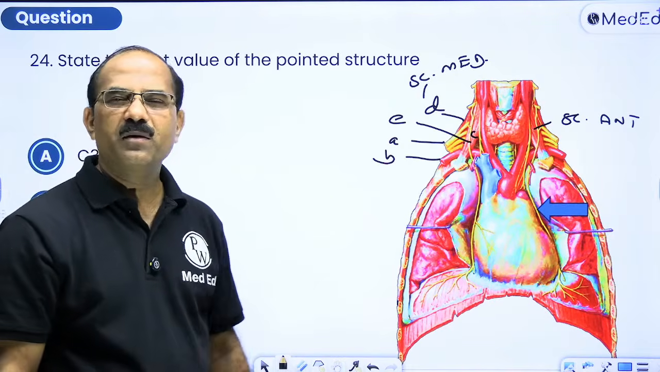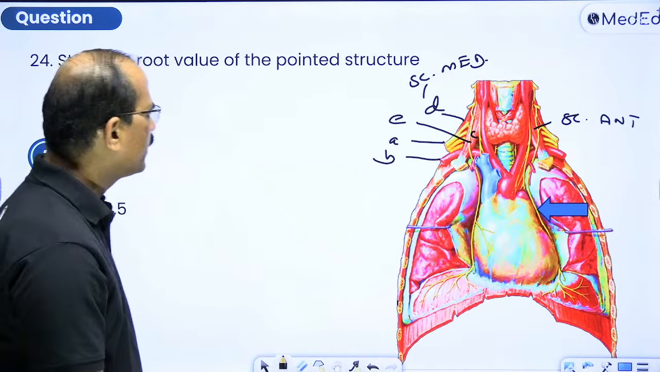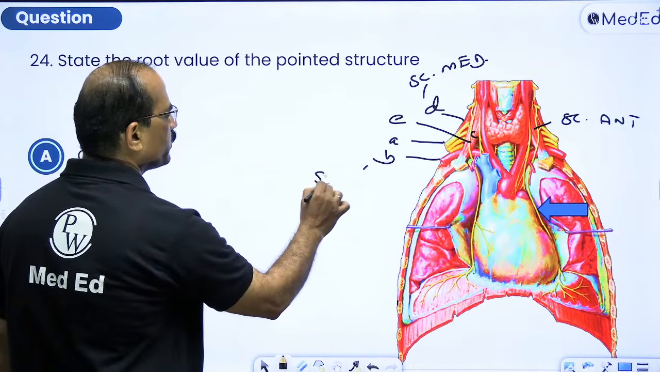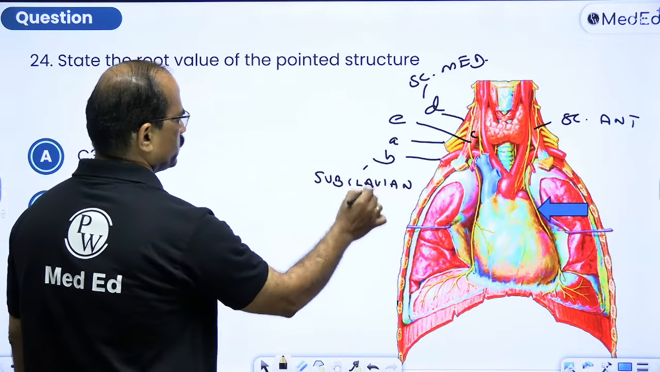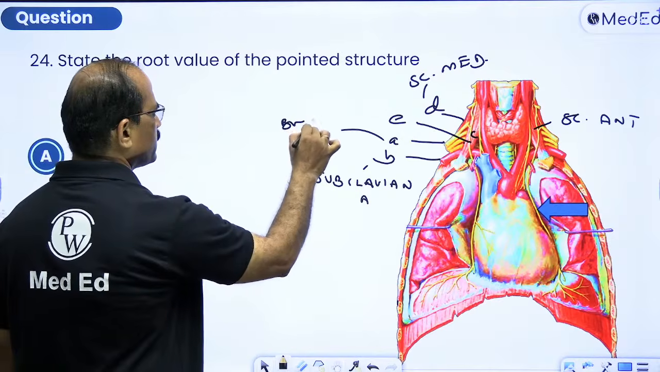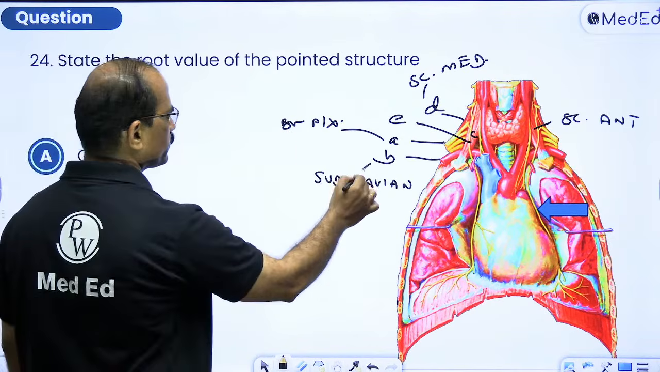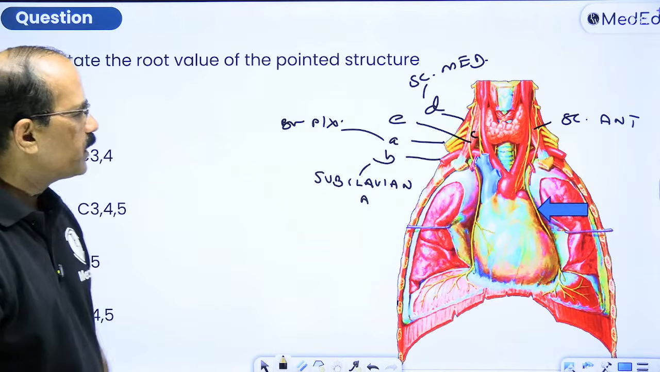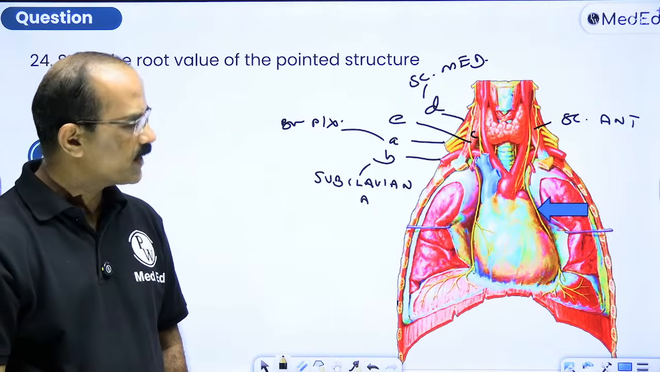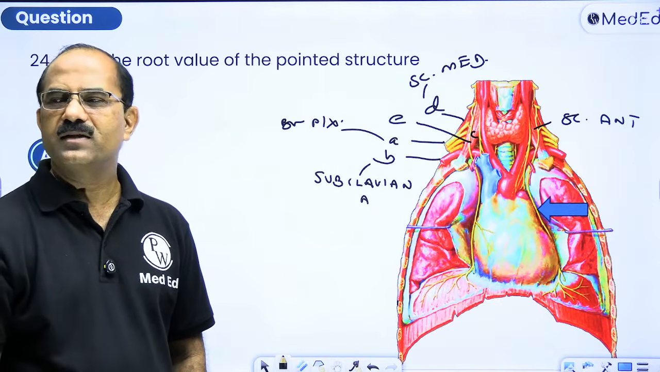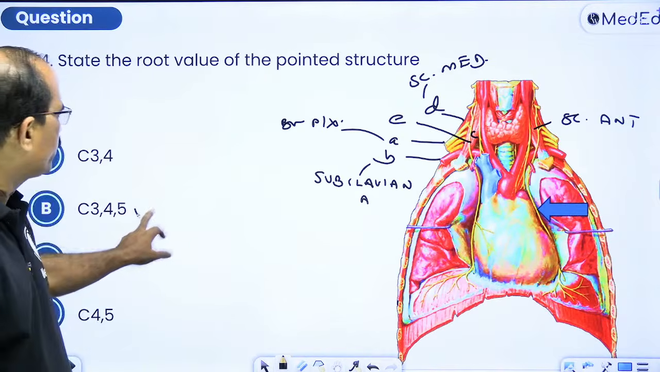A कौन है? Brachial plexus. B कौन है? Subclavian artery. A is the brachial plexus, B is the subclavian artery, D is scalenus medius, C is scalenus anterior, and scalenus anterior के ऊपर है phrenic nerve जिसका रूट वैल्यू है C3, C4, C5.